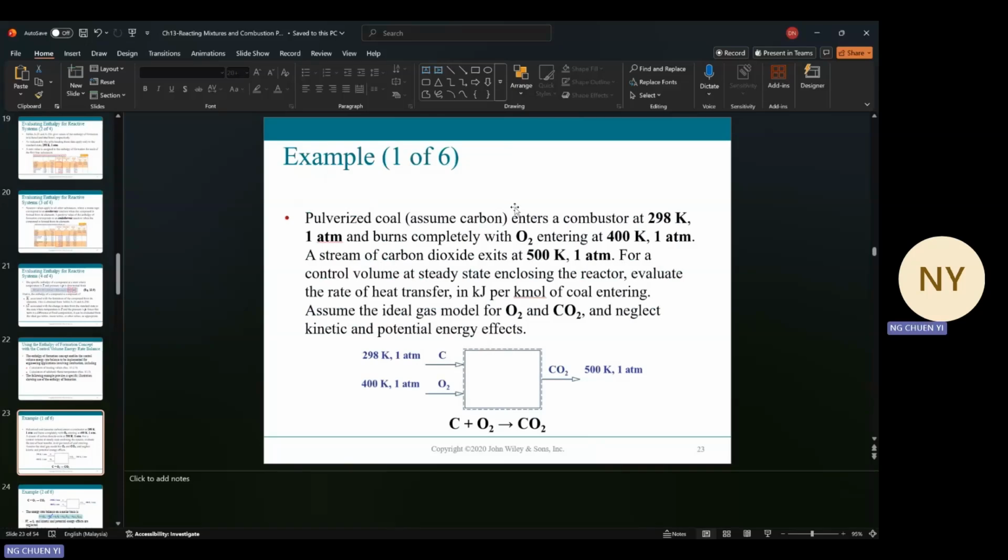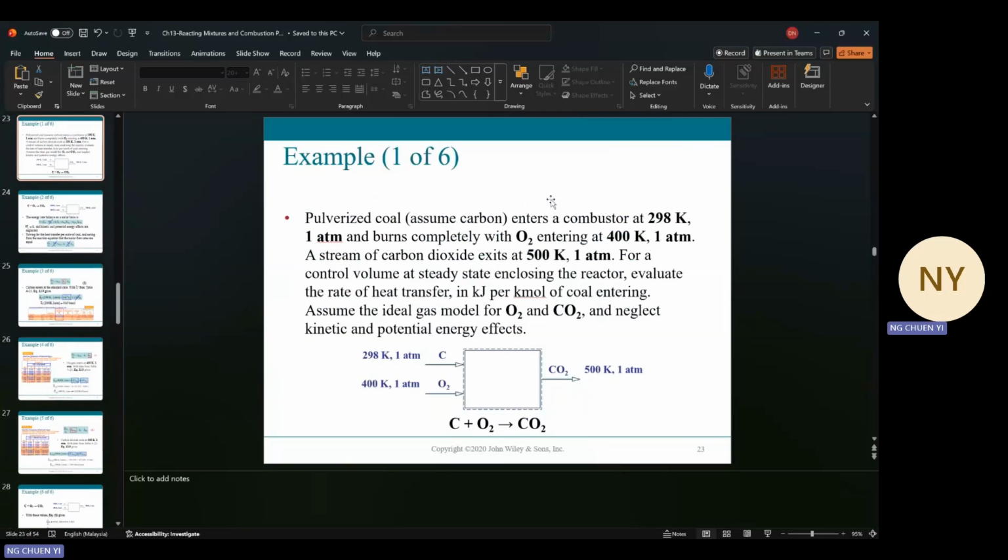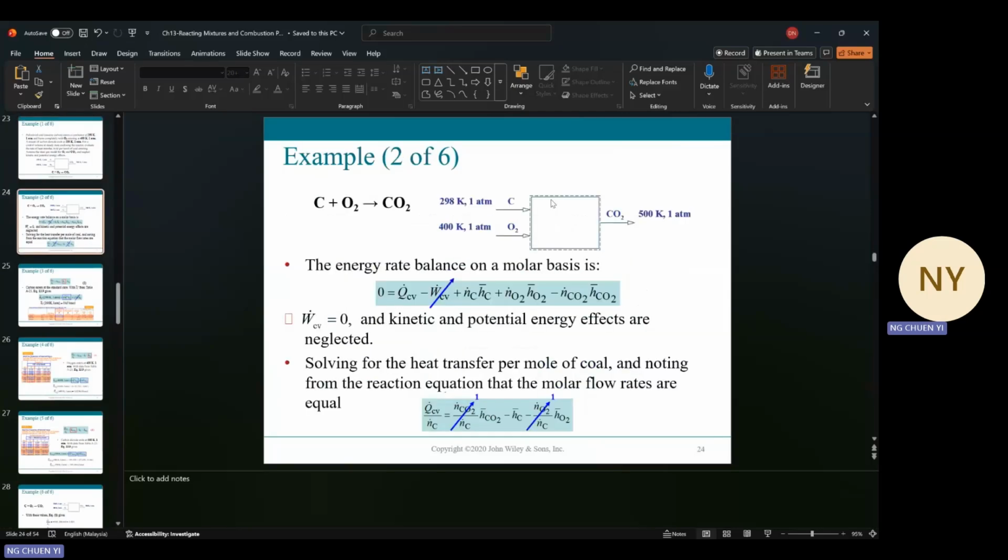So our chemical equation is simple, C plus O2 equals CO2. We write out our steady state energy balance. So after we got these given values, we first find the energy rate balance on a molar basis, which is this equation. Since W_cv is equal to 0, it can be neglected.